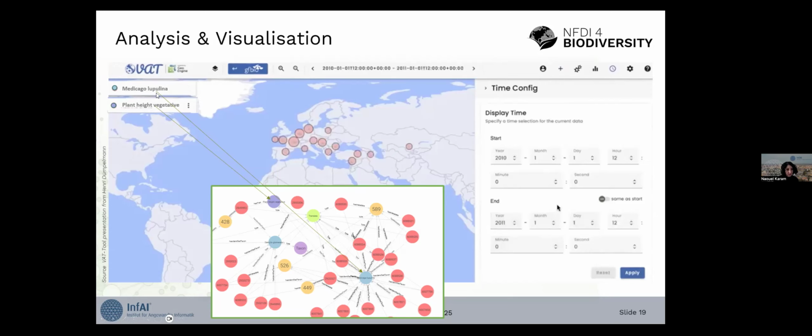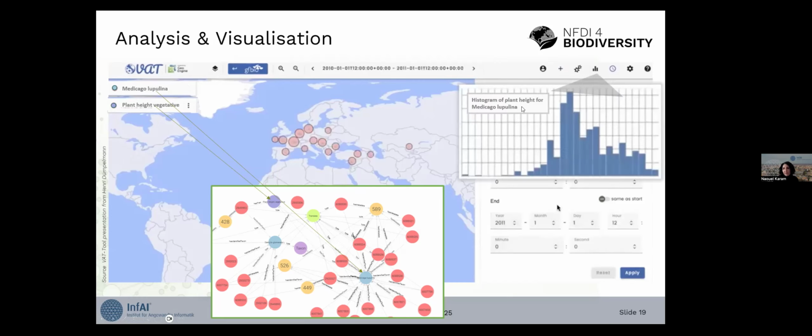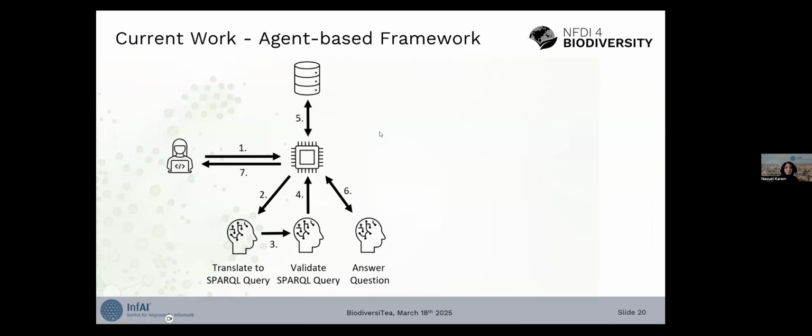And for example, here I took the plant trait vegetative for this specific tree. And you can, for instance, have a histogram of the height of this species over time. That is what is planned for the analysis and visualization. Then we are working on a question answering system that is an agent-based framework.